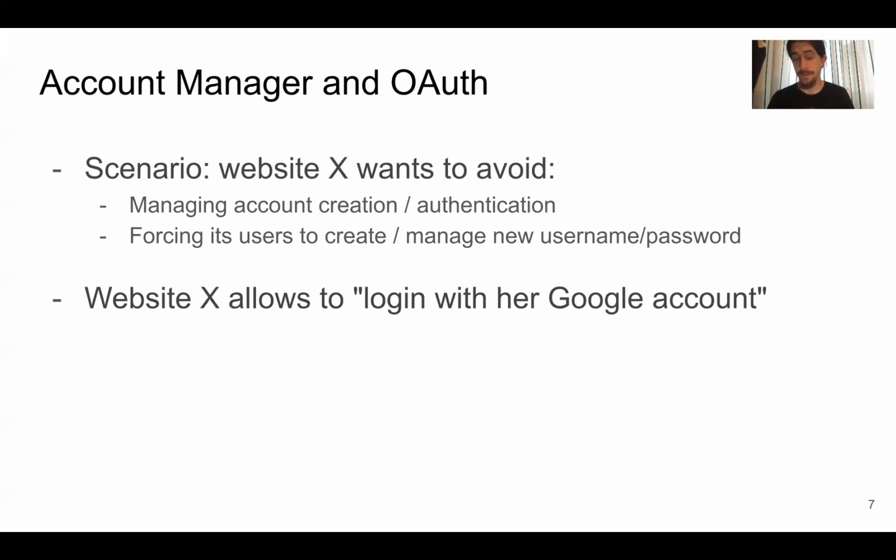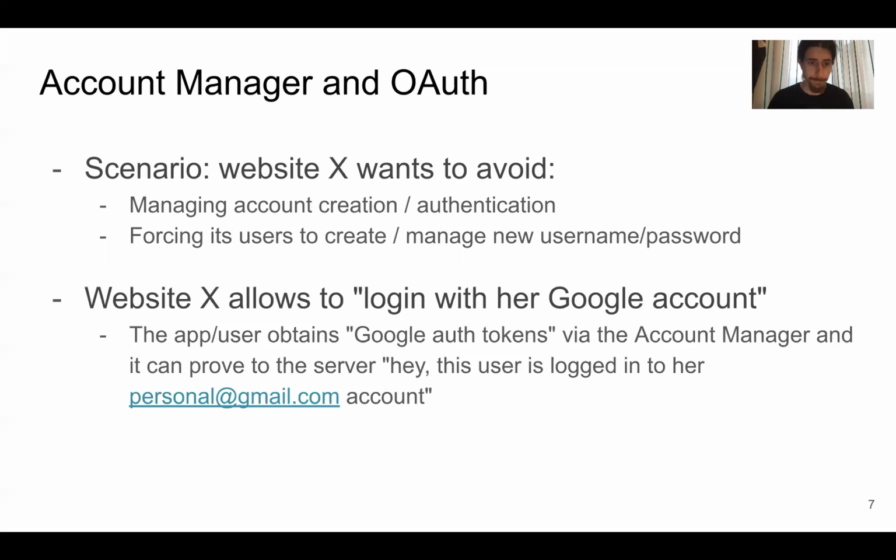That's where these things kick in, okay? So somehow the website X allows users to log in with their Google account. Website X, again, could be something like medium.com. The way it works is that the app obtains Google authentication tokens from the account manager. And then with this token, it can prove to the server that, yes, I'm the user logged in as, whatever at gmail.com account, okay? The way it works under the hood is actually OAuth, okay?